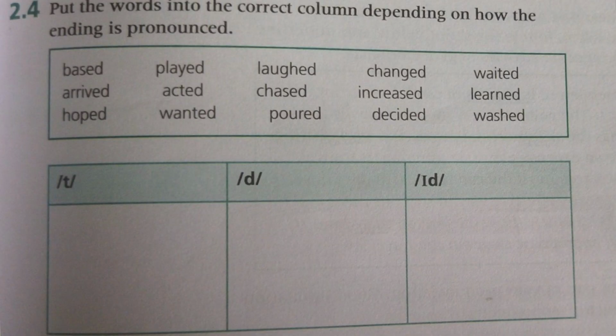And for now, here are some words that you can put into the right column. If you hear the sound T, then put it in the column where it's written T. And if you hear the sound D at the ending, then put it in the middle column. And if it sounds like "ed," then put it in this column.